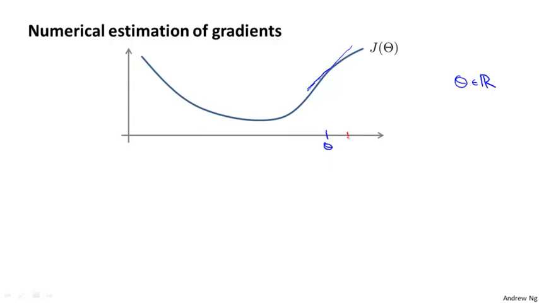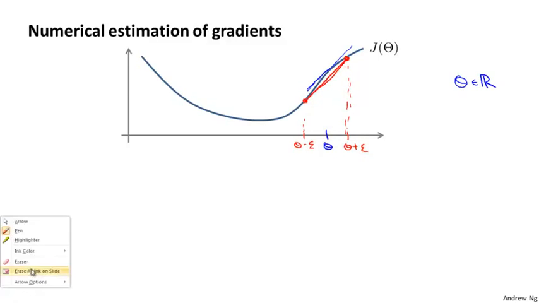I'm going to compute theta plus epsilon, so a value a little bit to the right, and I'm going to compute theta minus epsilon, and I'm going to look at those 2 points and connect them by a straight line, and I'm going to use the slope of that little red line as my approximation to the derivative, where the true derivative is the slope of that blue line over there. So it seems like it would be a pretty good approximation.